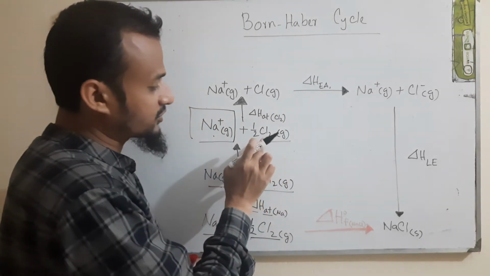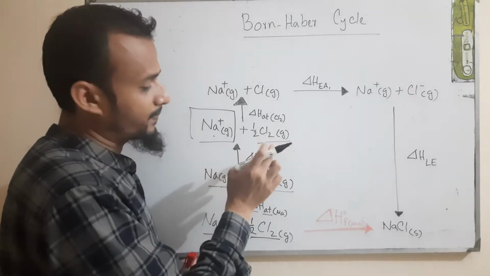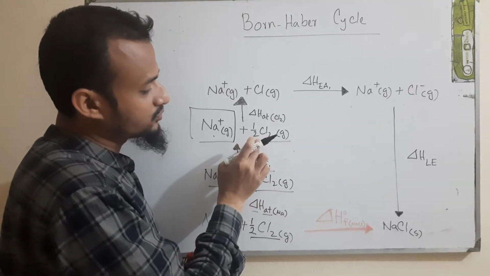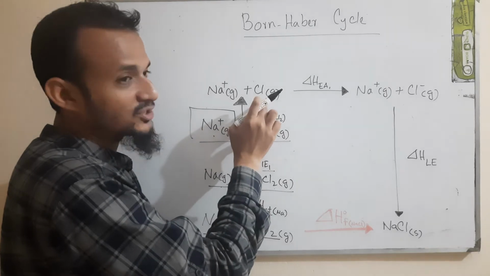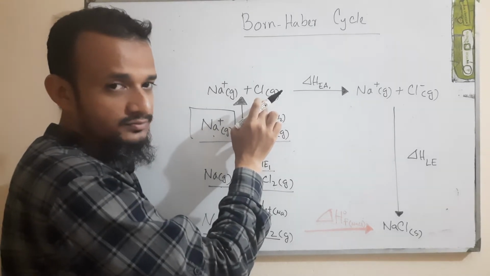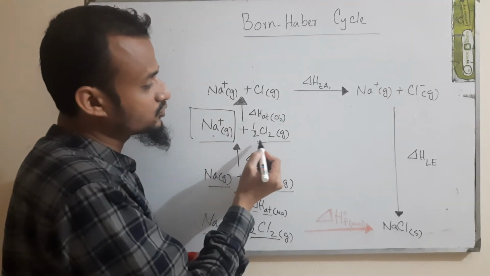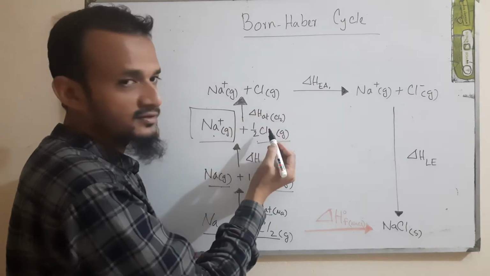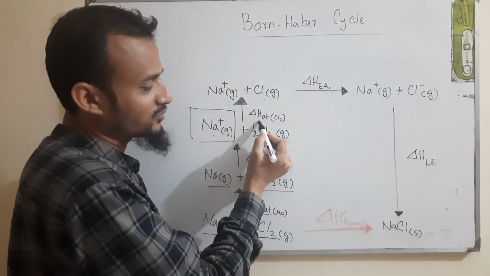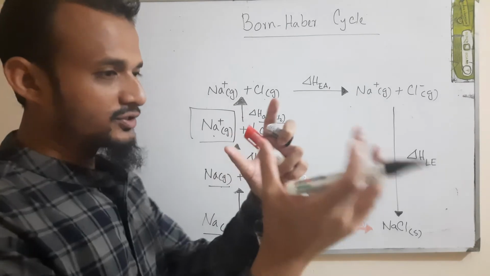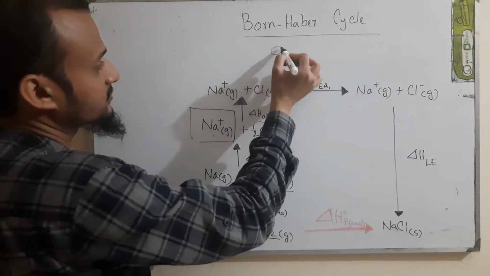But I start changing the chlorine now. Now from half Cl2, I need to make it atom first to make it ion. So half Cl2 to Cl, what is that? Enthalpy change of atomization of chlorine. Chlorine usually stays as molecules, right?